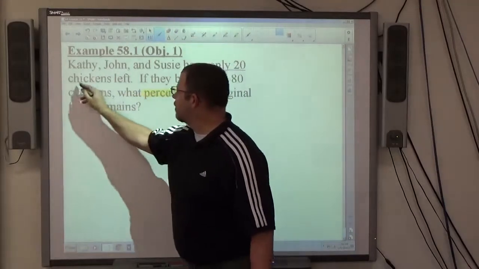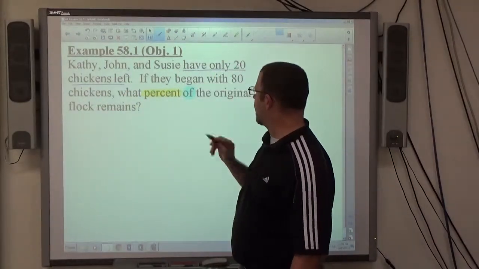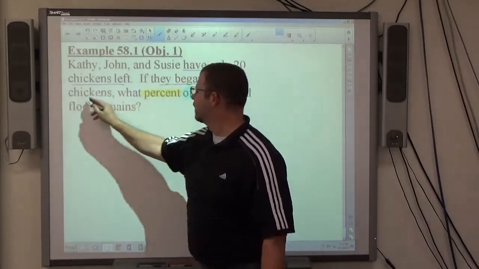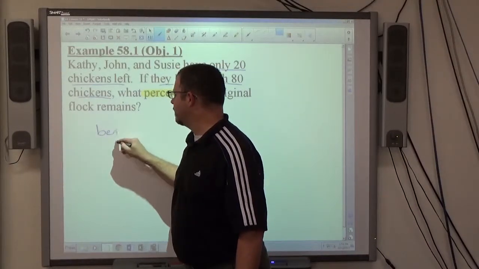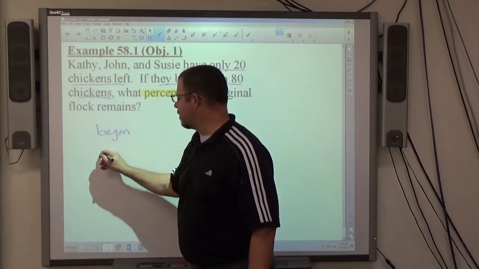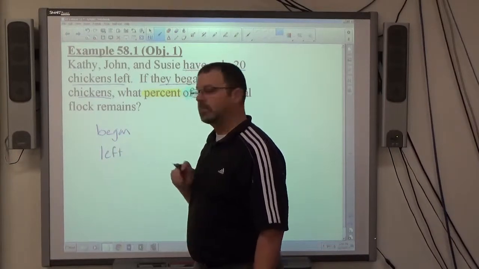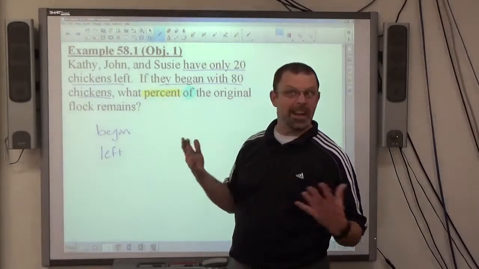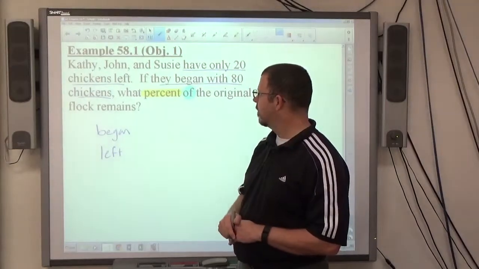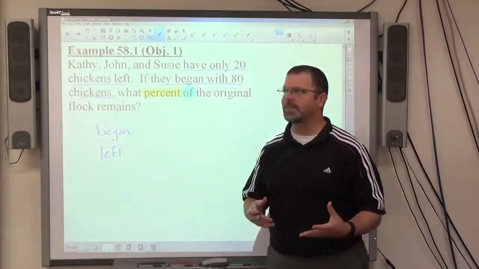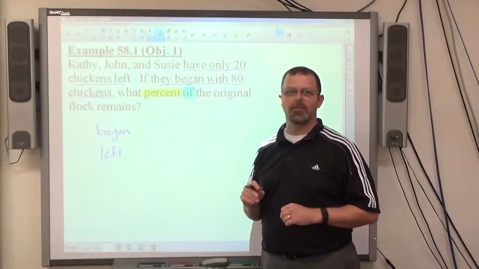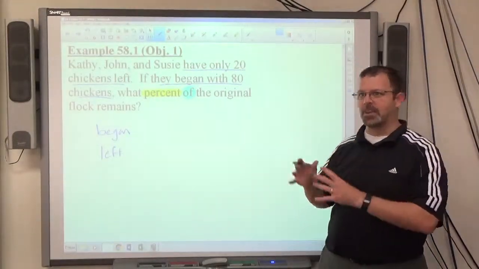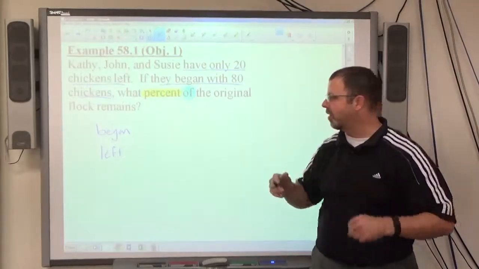So they have 20 left, and then what they began with. They began with some number of chickens, and some number of chickens were left, remaining chickens. So if there's 20 left, that means that 60 went away. It's kind of bad that left and went away kind of mean the same thing, but here left means that we still have them.